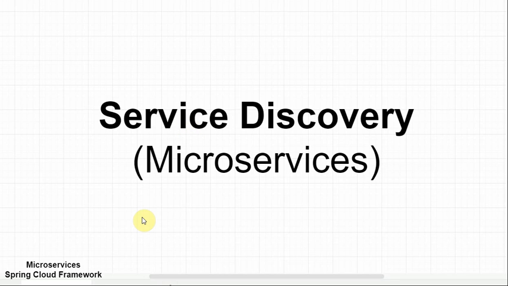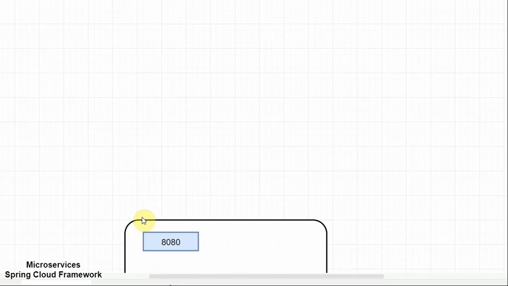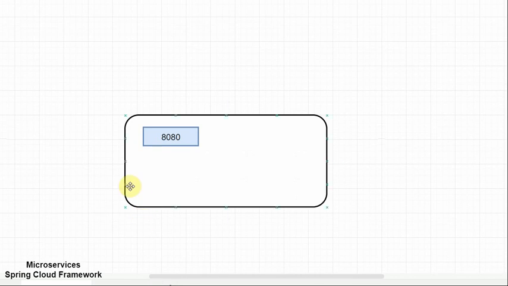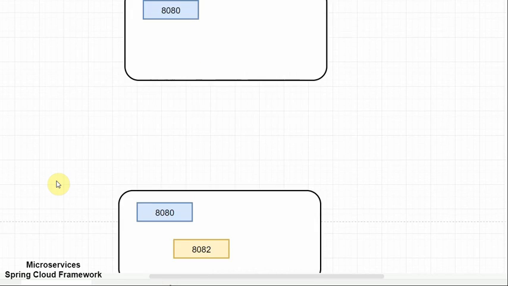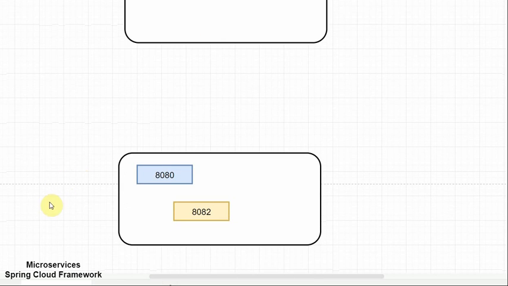Service discovery is an important concept in microservices which helps us to discover other services. As long as it's a monolith application, we know this is one application and it's running on port 8080, so it's really easy. But things get difficult when we want to launch multiple services on a single process space.